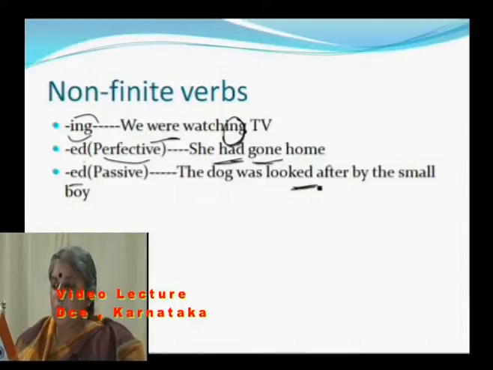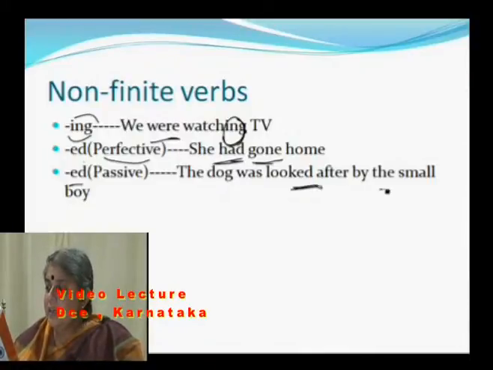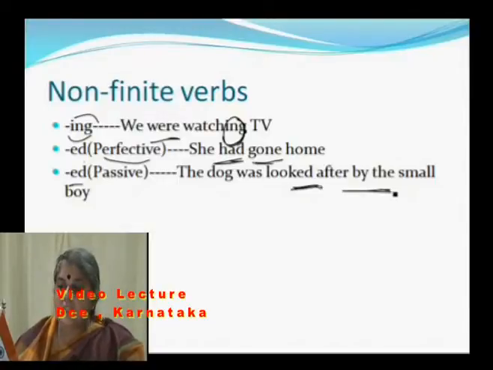That is, the dog was looked after by the small boy. So, it is in which construction? Passive construction.